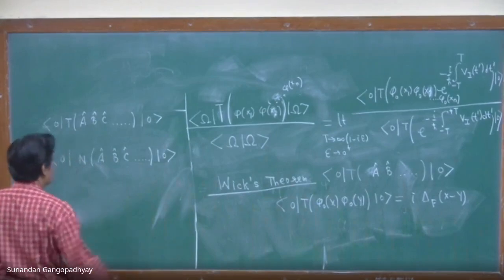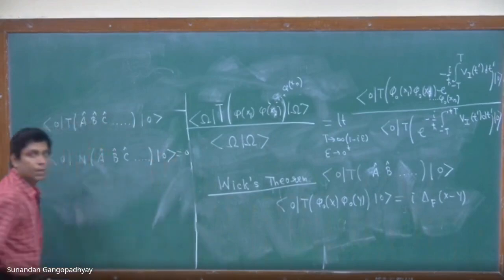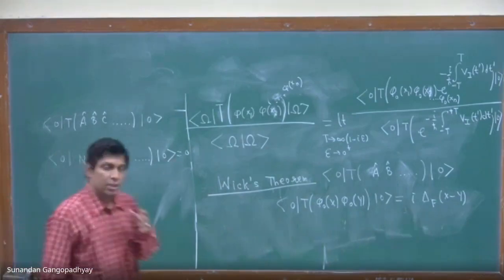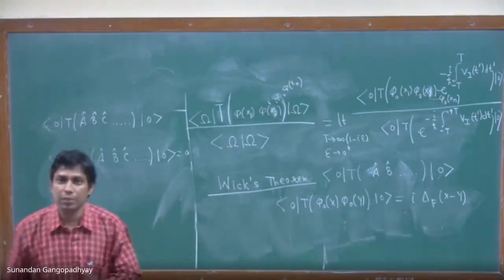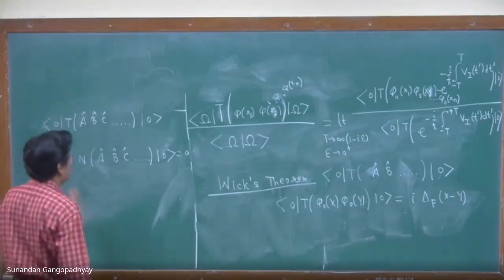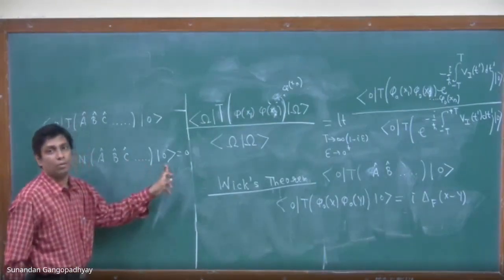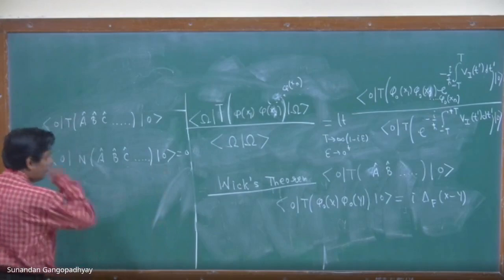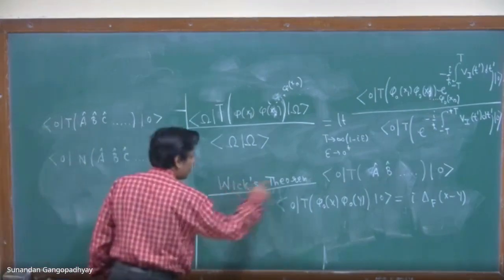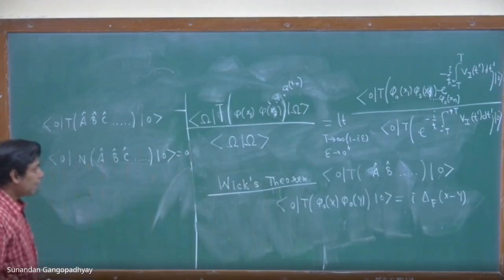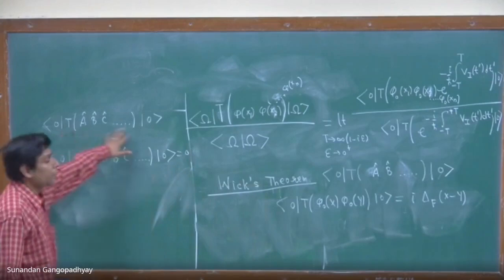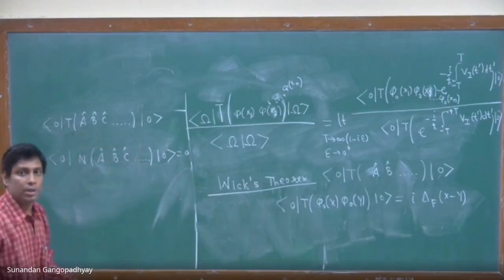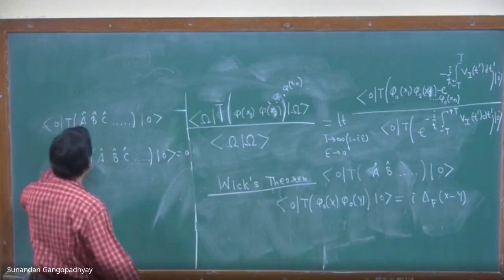This quantity is 0, right? Because this is a normal order of the operators. In normal ordering, you know that all the annihilation operators will be on the right hand side of the creation operators, and therefore the annihilation operators will annihilate the vacuum, and therefore this is identically 0. So the idea of this theorem, which works for free fields, is to write down the time ordered product of a string of operators in terms of the normal ordered product of a string of operators. If you can do that, then your job is done. Then you can actually calculate.